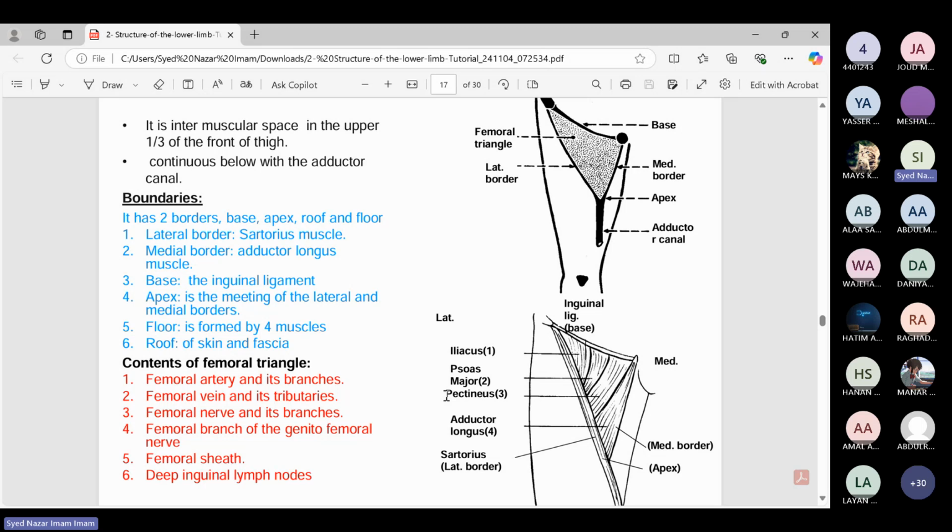Apex is here. Now, what are the contents? Contents are all femoral, like femoral artery, vein, femoral nerve. There is the femoral sheath, inguinal lymph nodes. So you have to memorize all these things.